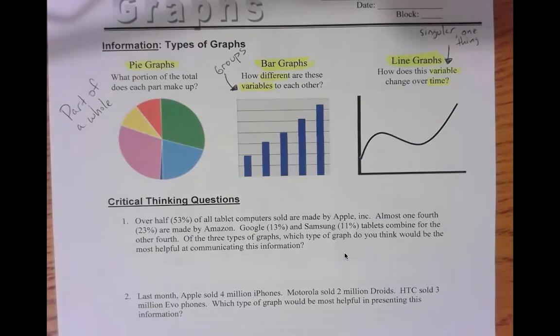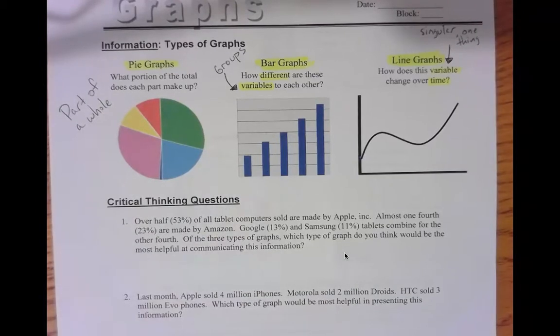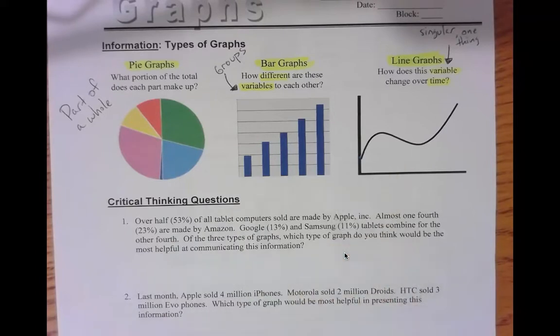So use those hints, use those keywords to try to figure out which questions in 1, 2, and 3 and which one of those, which graph you want to use. Remember, in pie graphs, we're going to look at part of whole or pieces. Bar graphs, we have multiple groups. And line graphs, we're looking at how one thing changes over time.